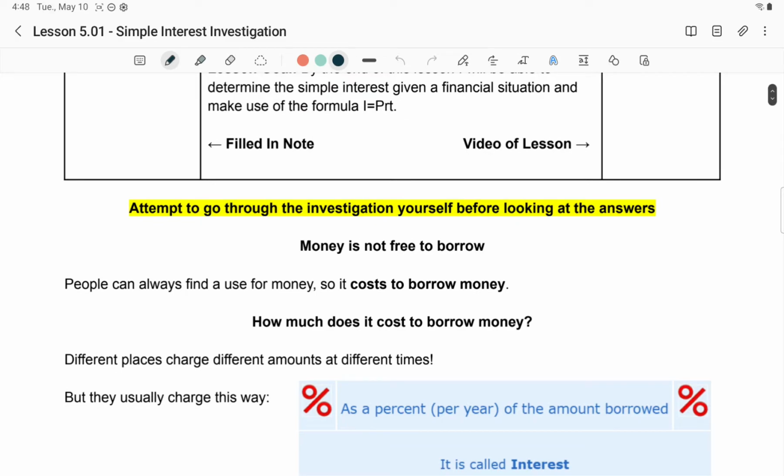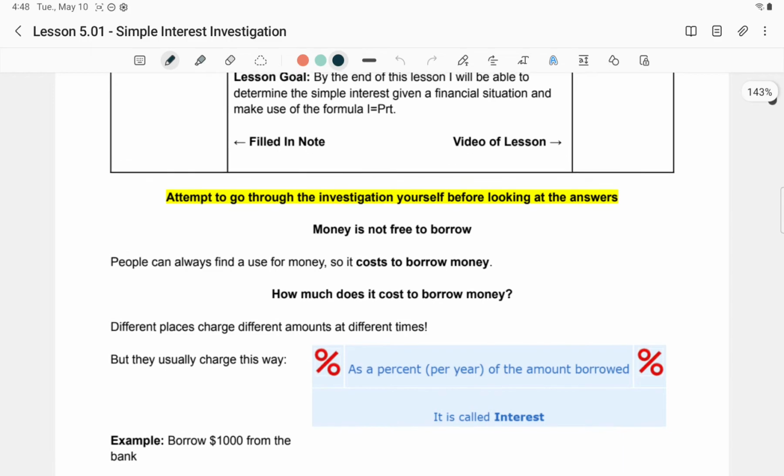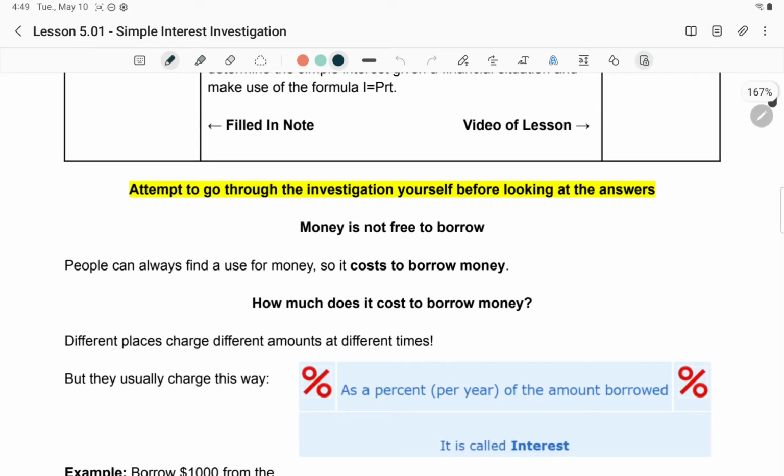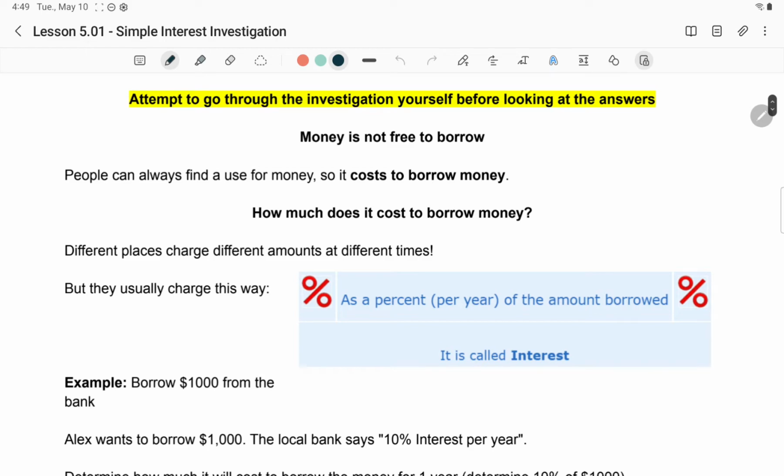And we're going to look at first the idea of borrowing money. So money is not free to borrow. The bank's not just going to give it to you and not expect some sort of return on that money. And so different places will charge different amounts, but the usual way is we say a certain percent every year. That's going to be maybe how much you're going to have to pay for that money. And that amount is what we call interest.